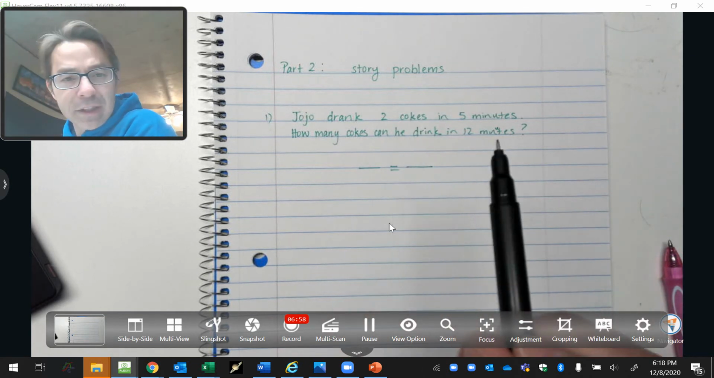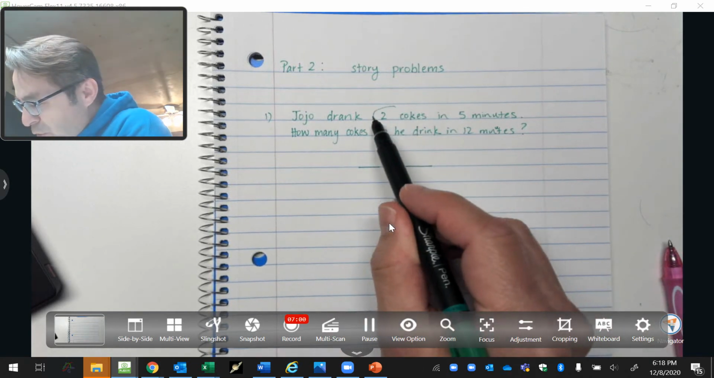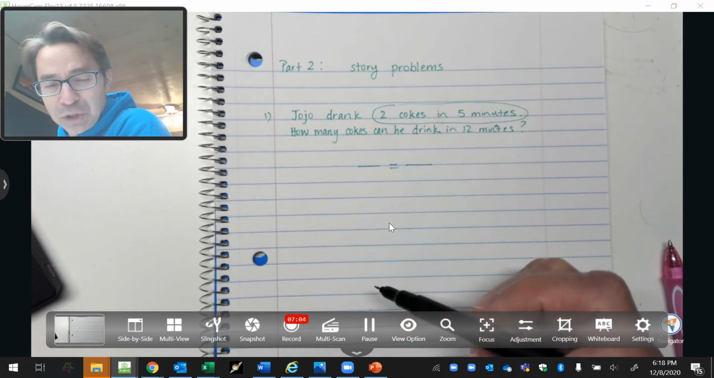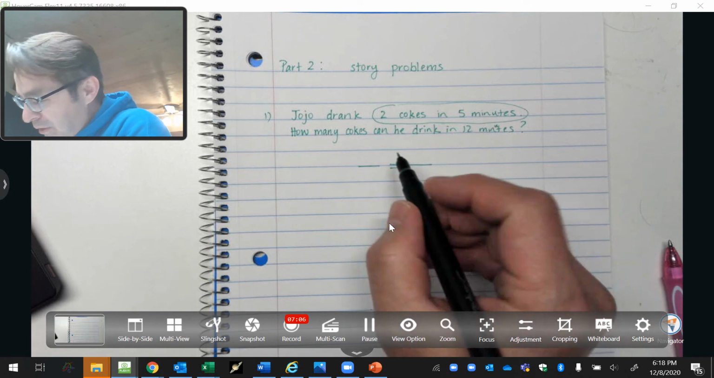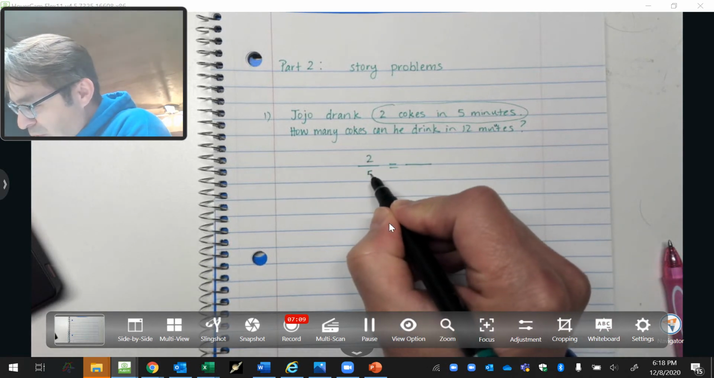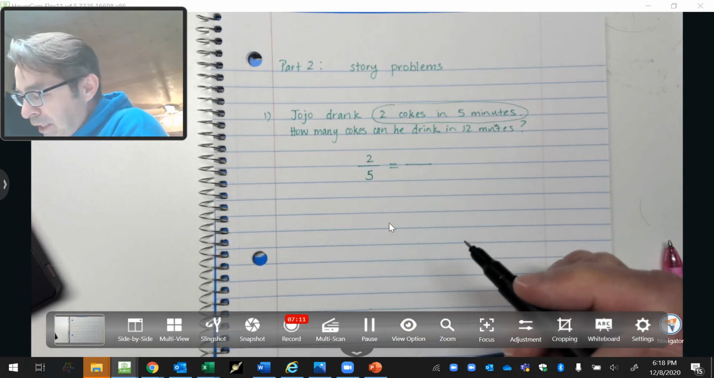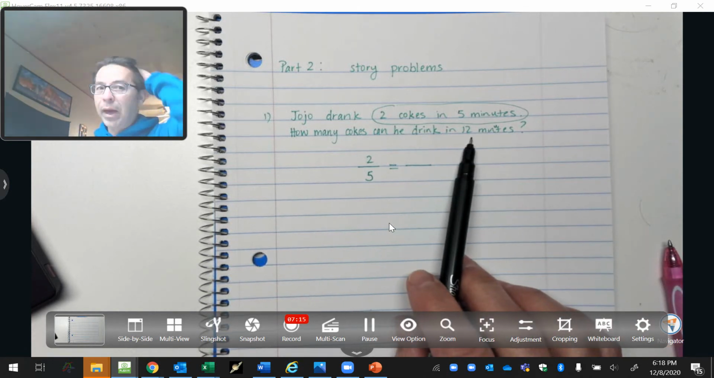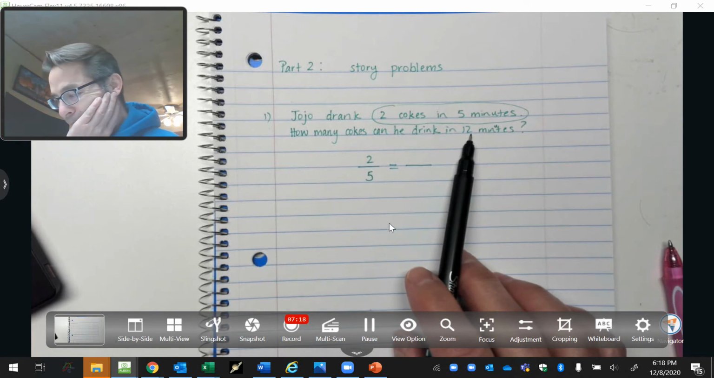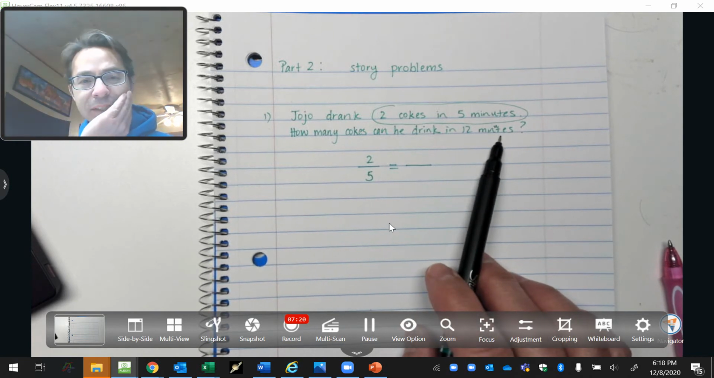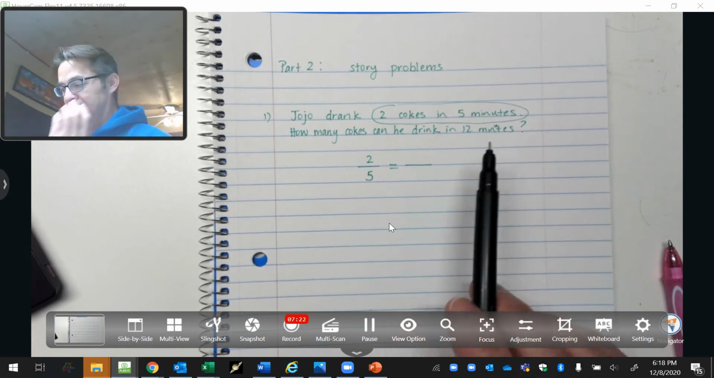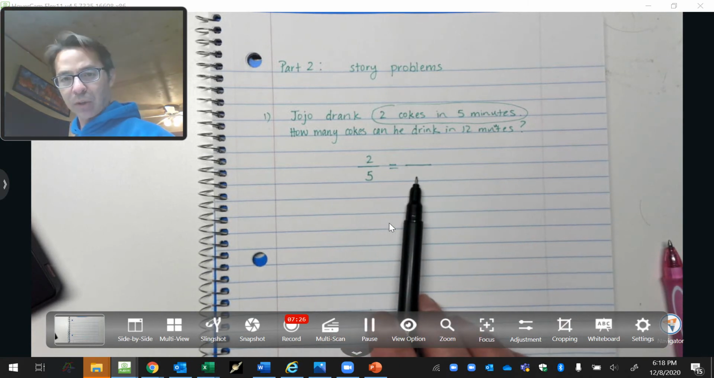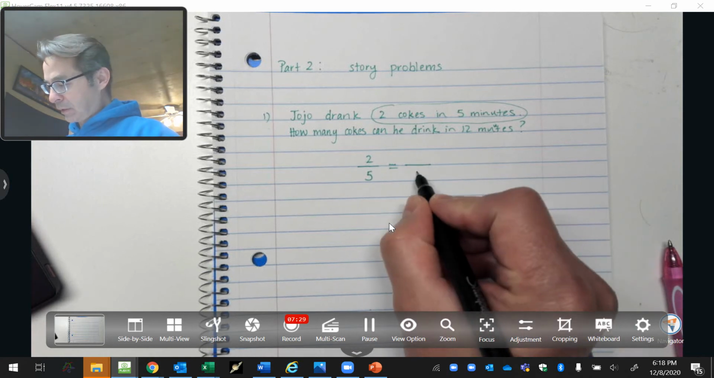And here's the strategy. You take the 2 numbers that are in the same sentence, like 2 Cokes in 5 minutes, and you just immediately make a fraction out of it. 2 Cokes in 5 minutes. Next, this next number, it does matter where you put it. It's 12 minutes. It has to go on the same level as the 5 minutes. So 5 minutes is on the bottom, so we need to put 12 minutes also on the bottom. Voila.